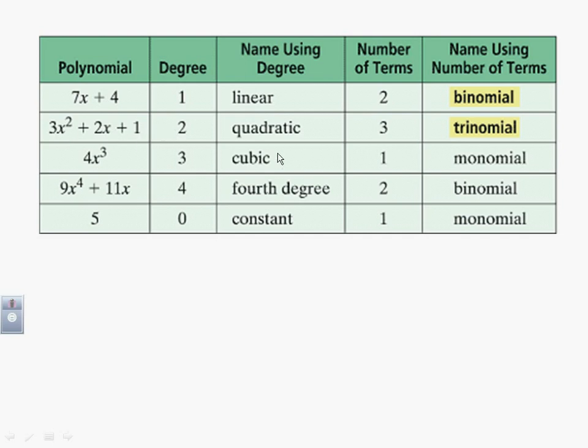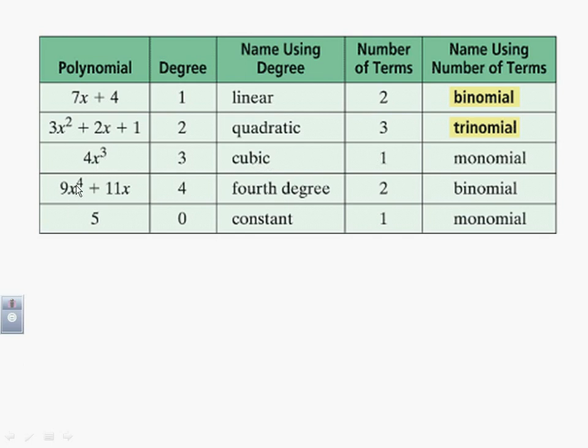If you want to write this down, you can. It's a pretty useful table for you guys to write down. I didn't make this table, I stole it. Doesn't matter, it's still good information. This one is called a cubic, right? It's degree 3, and it's a monomial since it only has 1 term, okay? Degree 3 is called a cubic.